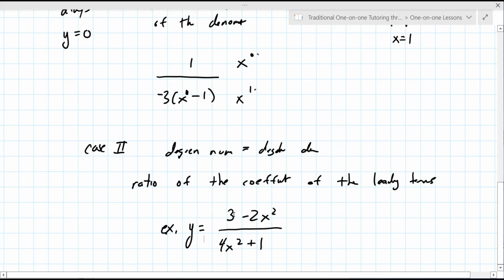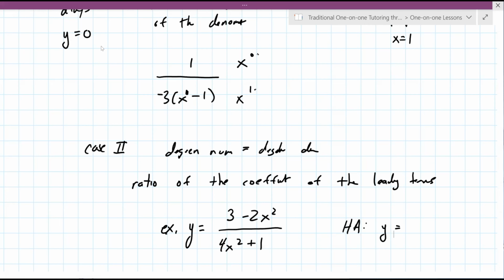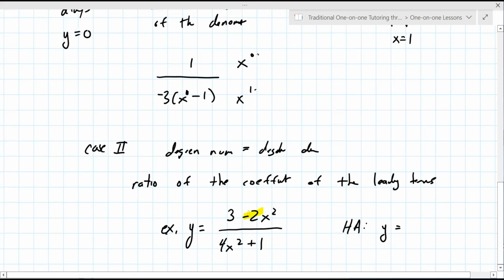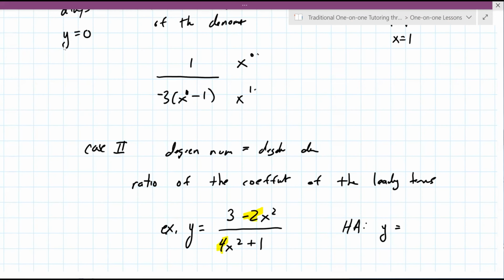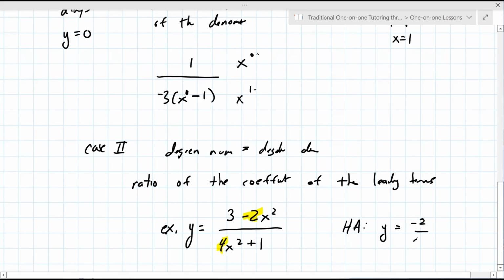Okay, so the horizontal asymptote is the ratio of the coefficients of the leading terms. So the coefficients of the leading terms in this problem are minus 2 over 4. I just grabbed the coefficients. I don't care about the 3 and the 1. I don't care that it's negative. You just grab whatever it is, and then you reduce.